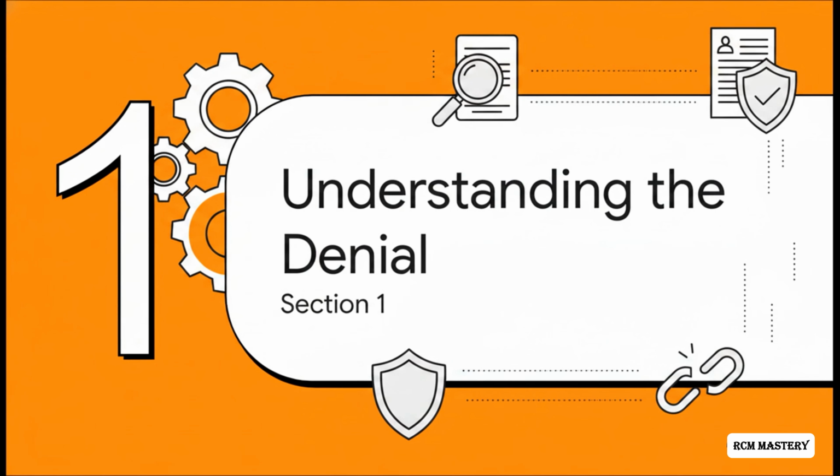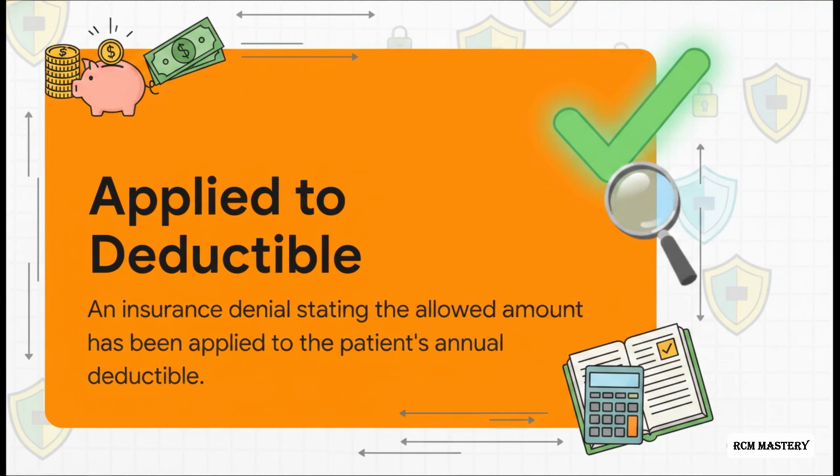Okay, first things first. Section 1, understanding the denial. Before we can fix anything, we've got to be crystal clear on what we're actually looking at. So the textbook definition seems simple enough. The insurance carrier says, okay, this is the allowed amount for the service. The patient hasn't hit their deductible for the year, so now they owe this amount. It's a totally legitimate denial type, but the key here is whether or not it's correctly applied.